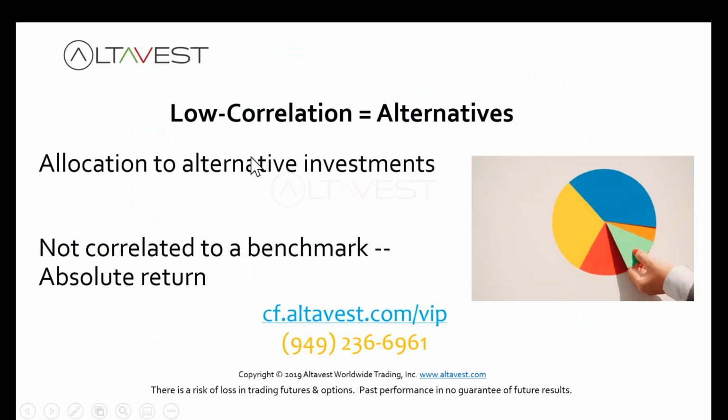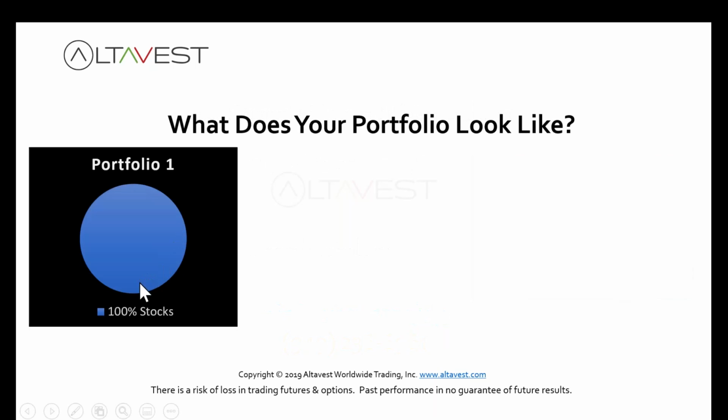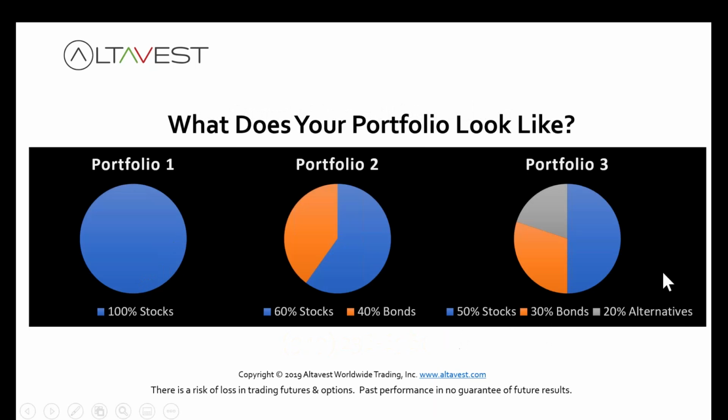So we like the low correlation that AV Systems offers and also the Theta Trader strategies. So that's why we like these a lot. We'd like to have a portfolio that looks more like number 3. We suggest something like that for you as well. Having a slice of pie in the alternative space, trading with a VIP membership.